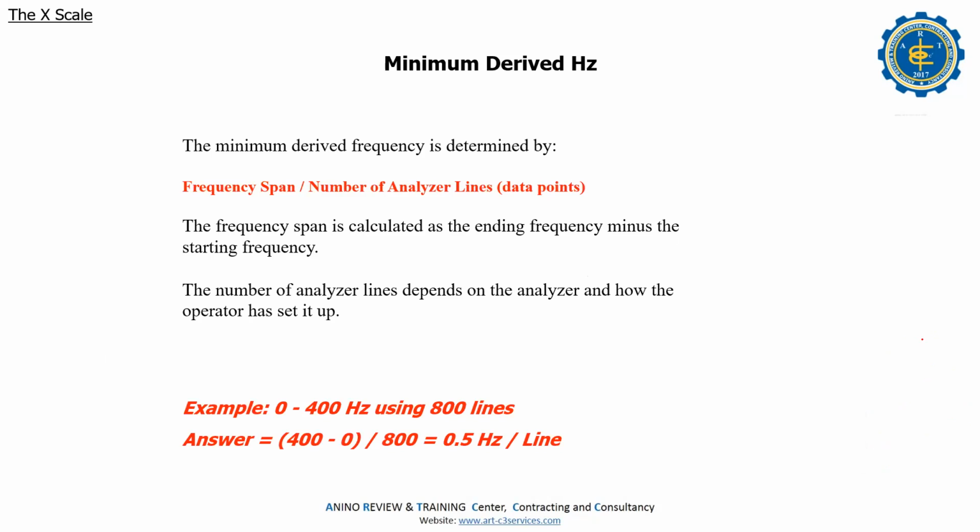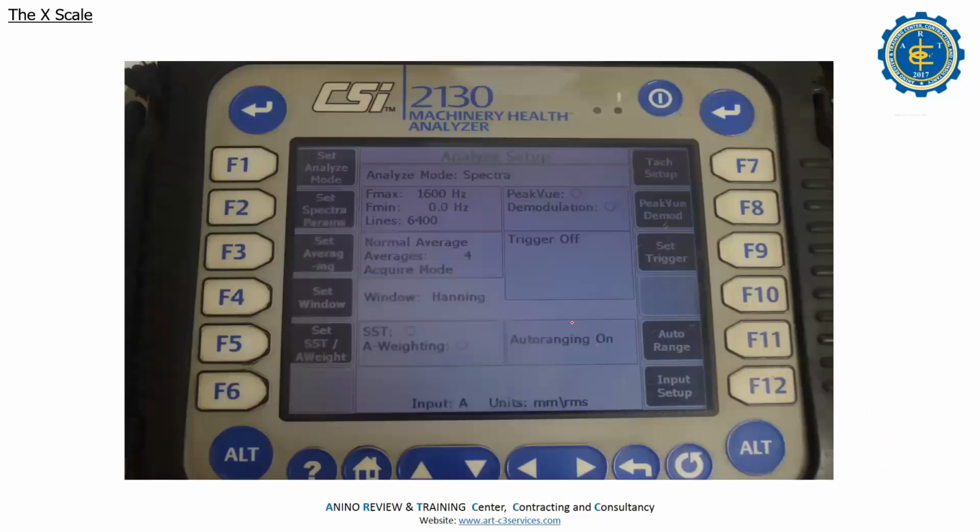The number spot, I think you know this one. So this is my CSI 2130. We have, if max is 1.6 only, but we can change this 1600. We can change to 16,000, 10,000, 3,000. We have 3,200, 6,400 lines. So your average how much? Four or five? Four only. So this one, our unit is mm per second, RMS.